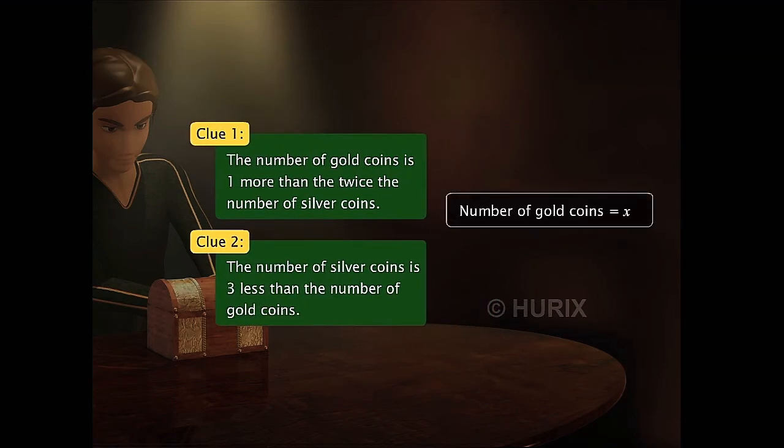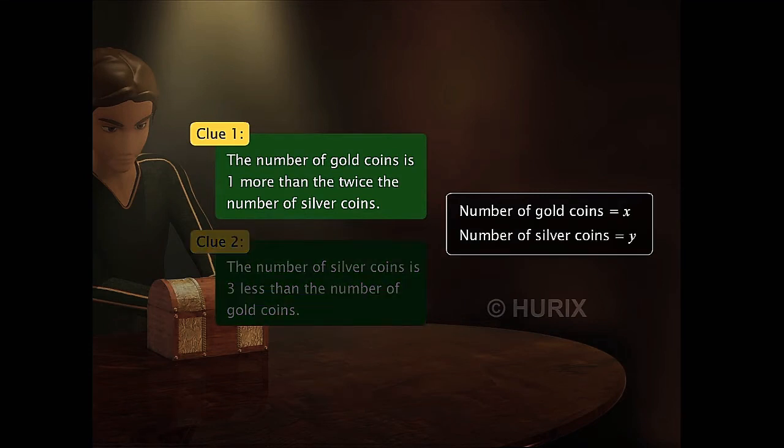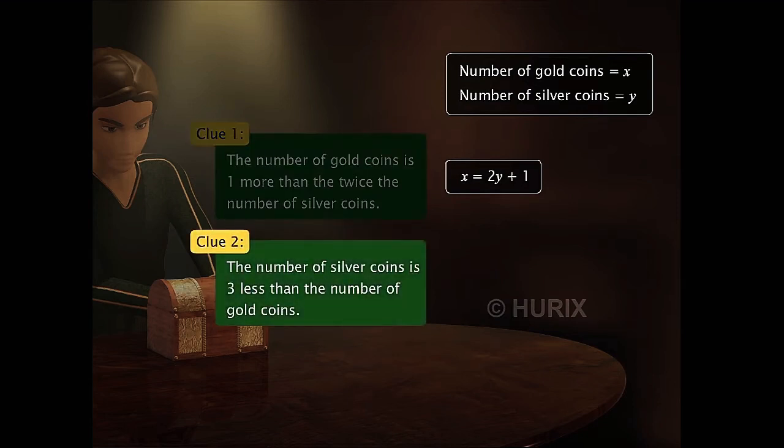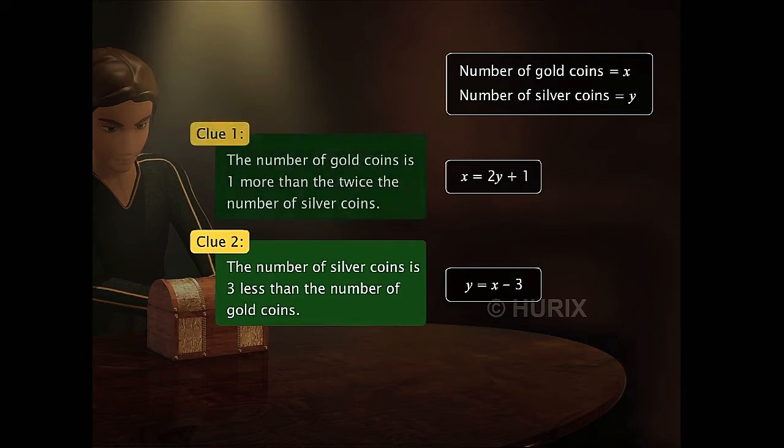Let's say the number of gold coins be X, and the number of silver coins be Y. Now, using the first clue, we can write X equals 2Y plus 1 because the number of gold coins is 1 more than twice the number of silver coins. Next, using the second clue, we can write Y equals X minus 3 because the number of silver coins is 3 less than the number of gold coins.